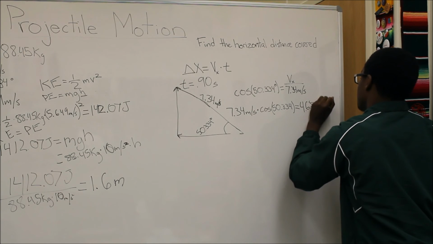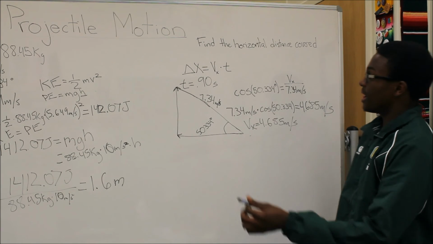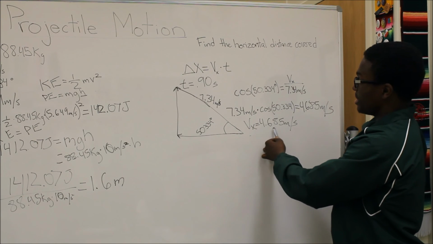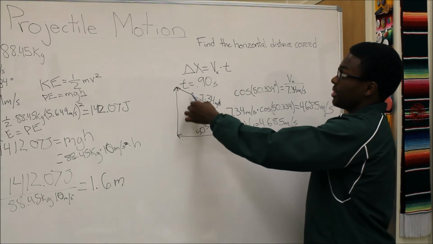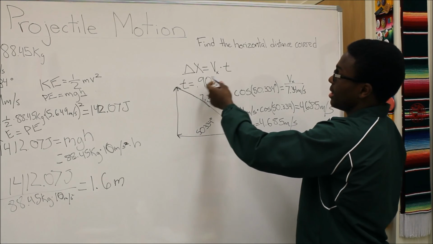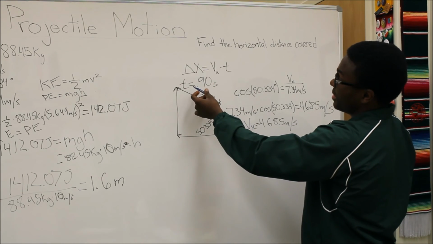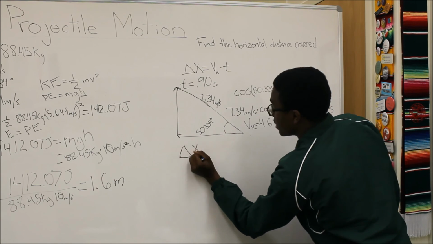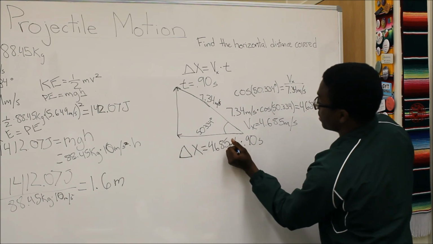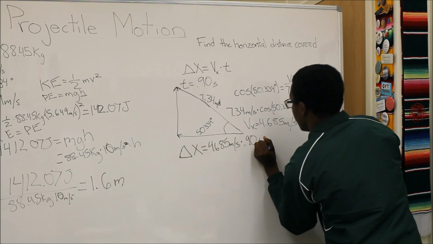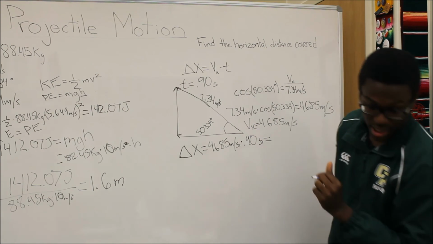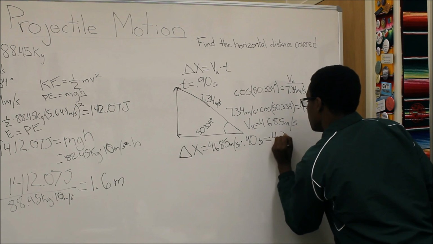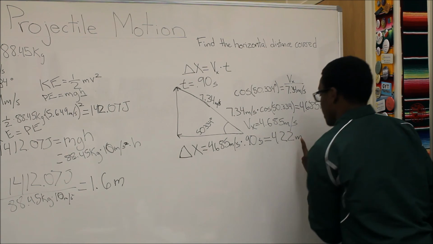4.685 meters per second. So now that we have the horizontal component of the velocity, which is 4.685 meters per second, and the time, 0.9 seconds, which are the two variables we need to find the displacement in the x direction, the seconds cancel out, we just need meters, and it's going to come out to 4.22 meters in the x direction.